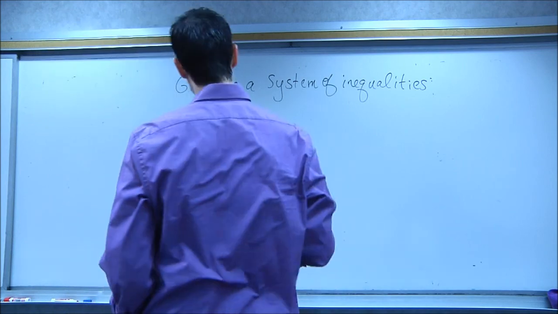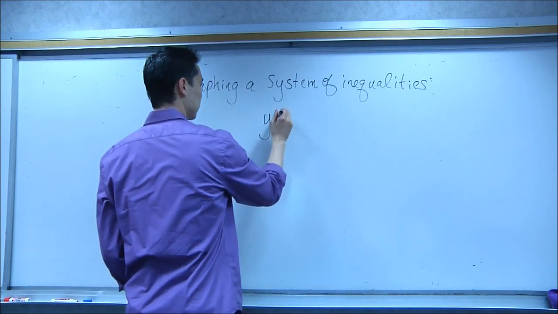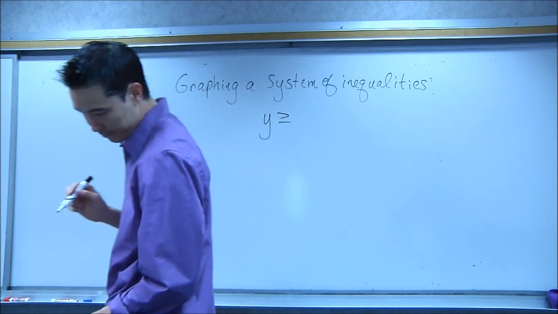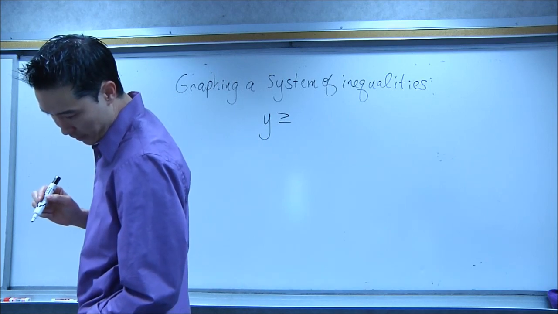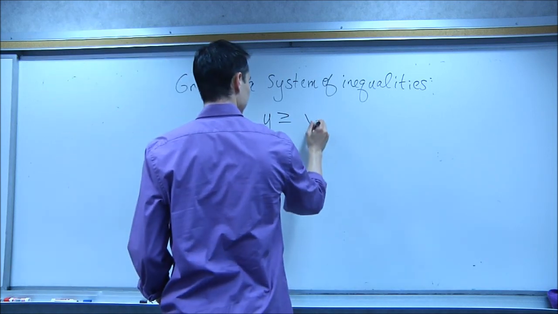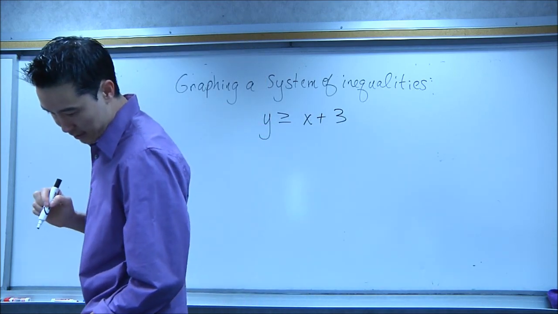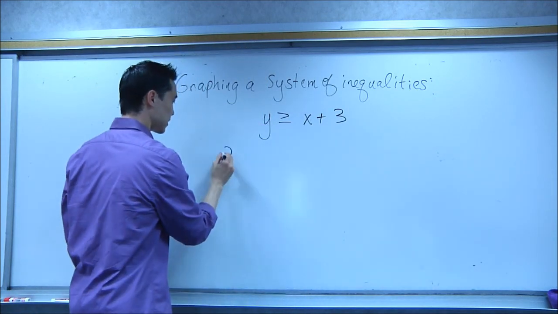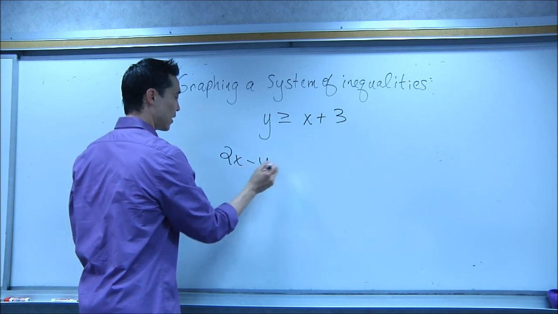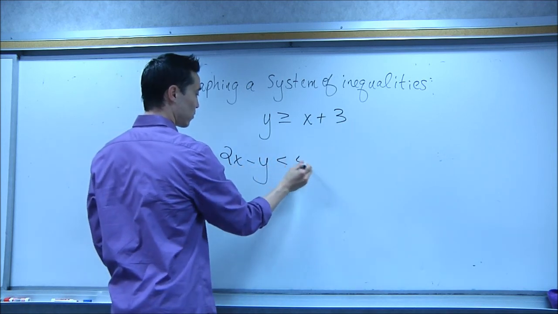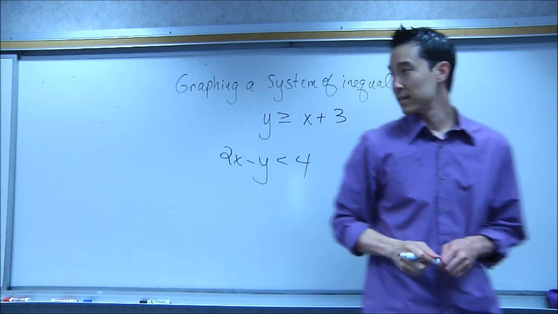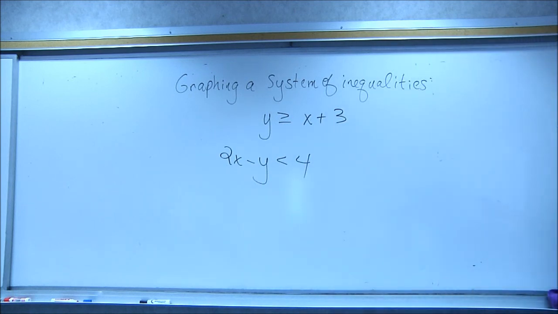Y is greater than or equal to x plus 3. That's my first line. 2x minus y is less than 4. Okay. So now I have 2 to deal with.